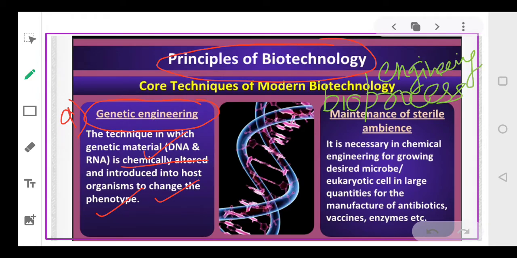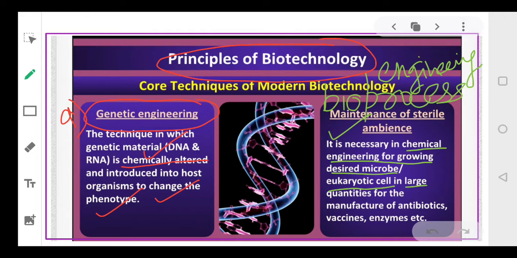Now, another name for this is maintenance of sterile conditions. We can also call it bioprocess engineering, or maintenance of sterile ambience. It means the maintenance of a contamination-free environment. It is free from all microbes. This particular environment is necessary in chemical engineering for growing desired microbes or eukaryotic cells in large quantities.